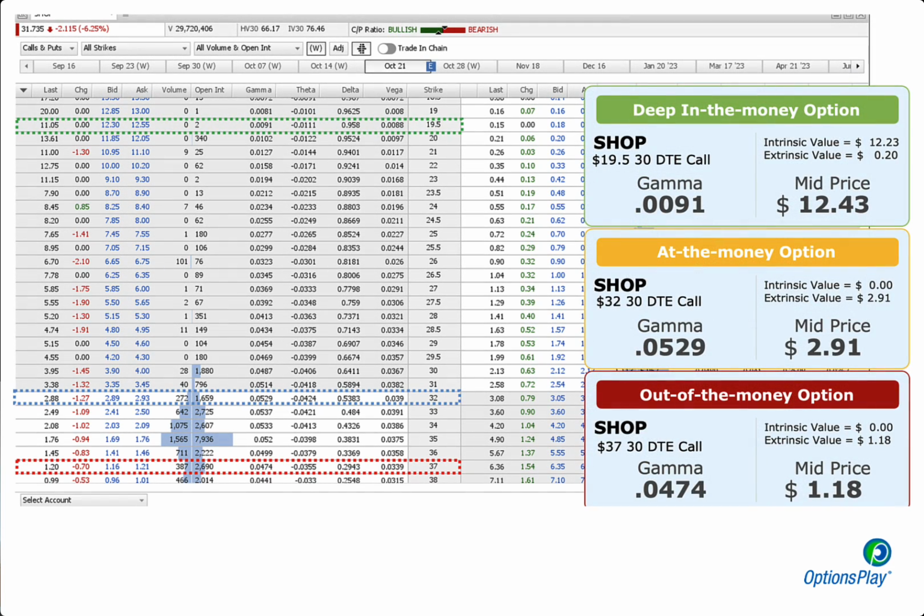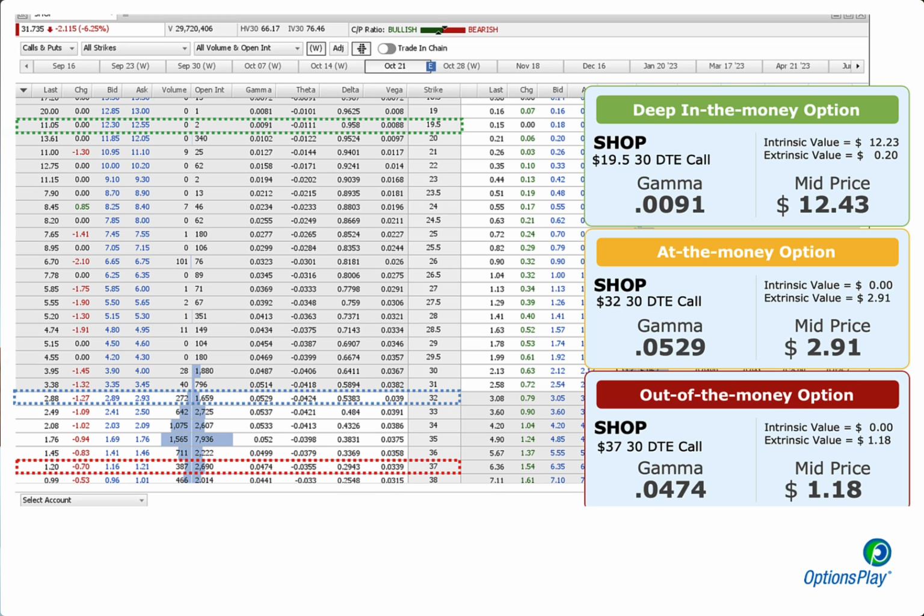Now let's look at our Shopify option chain once more and look at the at the money, deep in the money, and out of the money calls. Gamma is also centered around at the money options and is very minimal as you go deeper in the money or if you go farther away from the money. And this makes perfect sense. If we have an option that is at the money, we know that's going to have a 0.5 delta, which means it's got a 50% probability of being in the money or not, right? Well, gamma is very high because it can accelerate in the money or not.